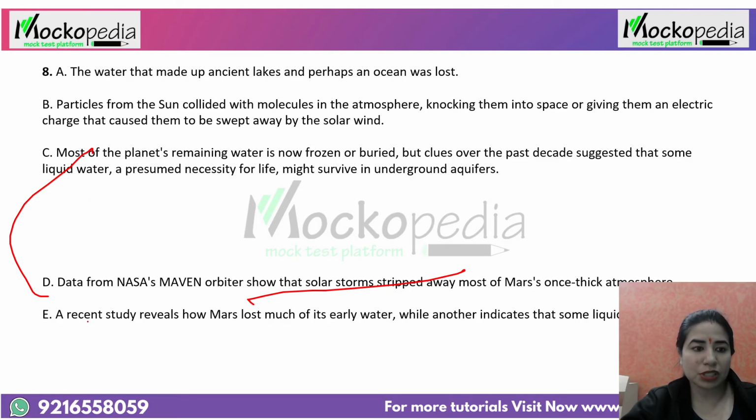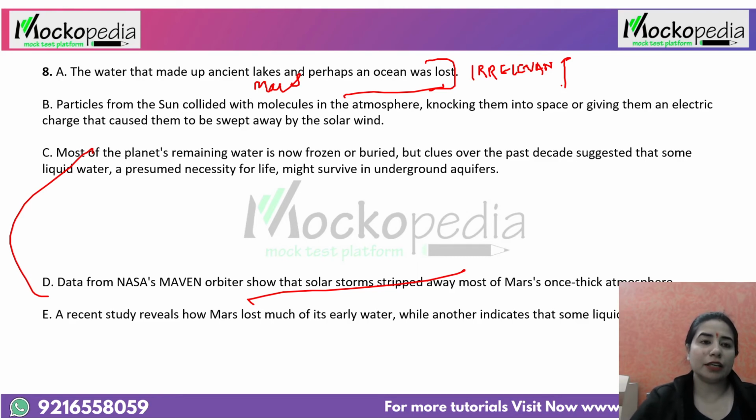And so if you are able to see, D, E, B and C are basically talking about what has happened to Mars and how the solar storm has stripped away Mars' once thick atmosphere and what is happening there. However, the water that made up ancient lakes and perhaps an ocean was lost. So this is irrelevant to the context because it's not showing that we are talking about Mars here, right? So the most irrelevant sentence in the context would be the first one, right? So please reread it again and get reassured that A would be the answer.